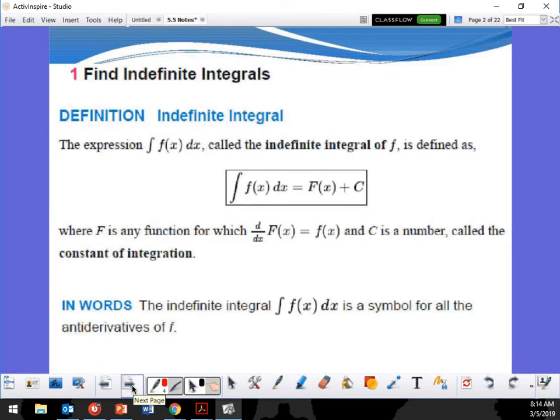So an indefinite integral is just whatever it is, plus c. What about a definite integral? Without c. Why? Because you have bounds, so we know everything.